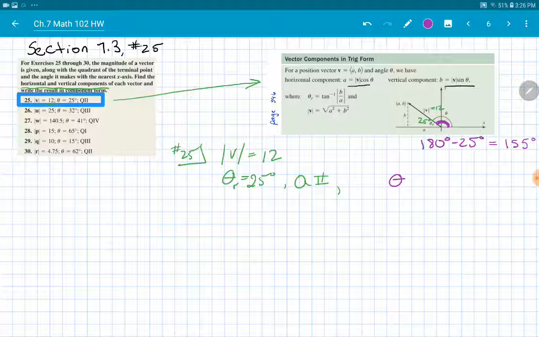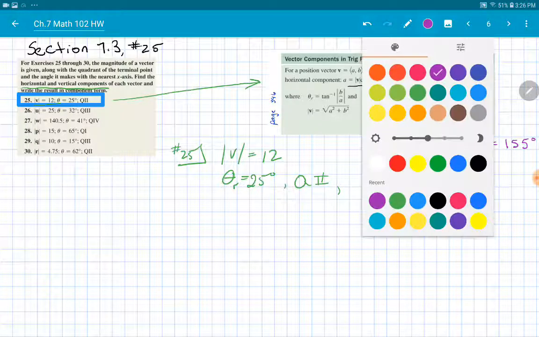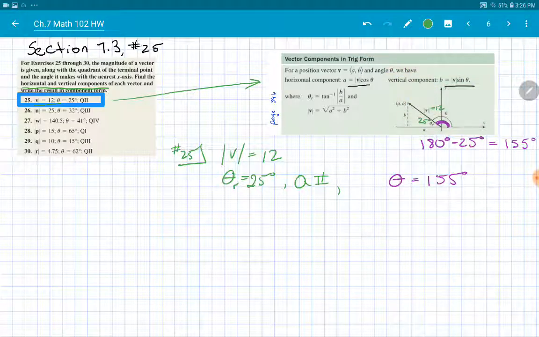So actually I'm going to do this two different ways. One way you could solve this problem, you don't have to do both ways, I just want to demonstrate both. So in green, we'll do it with the reference angle. If I use the reference angle for this formula, then the only thing I need to worry about is changing the sign. So I could write A is equal to magnitude times cosine of theta r, and B equals the magnitude times sine of theta r.